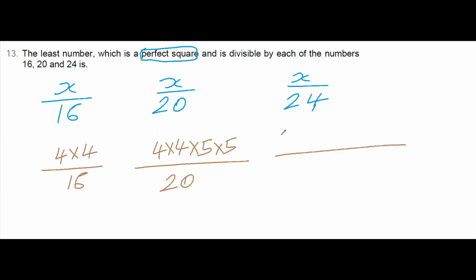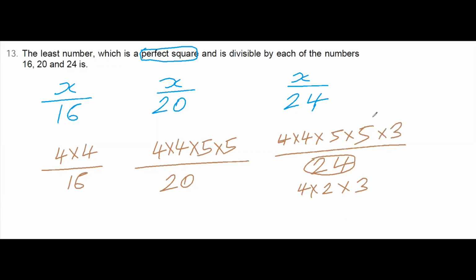Same thing over here: 4 into 4 into 5 into 5 should be divisible by 24. But is it divisible by 24? Let's check. The factors of 24 are 4 into 2, 8 into 3. Yes, it is divisible by 4 and by 8, but 3 is not there. So I have to put in 3, but I want a perfect square, so I will multiply by 3 again. So what will my number be? My final number will be this. This will be my answer.